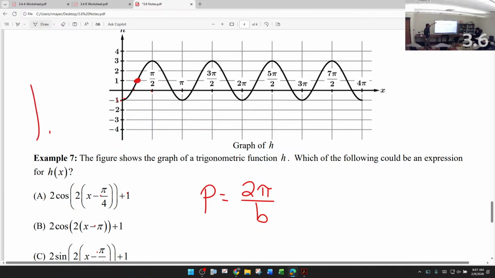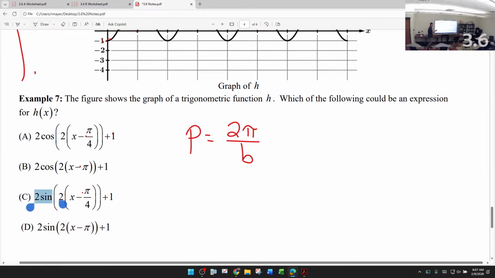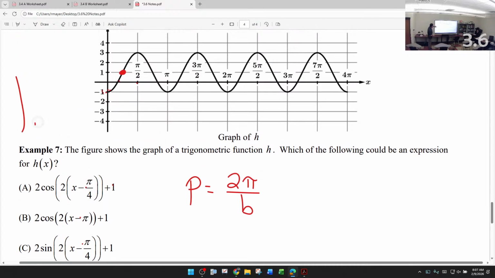Do I have a sine with a pi over 4? I do. I have a sine with a pi over 4. Again, I like to look at the other ones to make myself feel better. This one's a cosine with a pi over 4, and we don't start at pi over 4. At pi over 4, that's not a max or a min. So at pi over 4, I cannot be cosine. I have to be a sine.